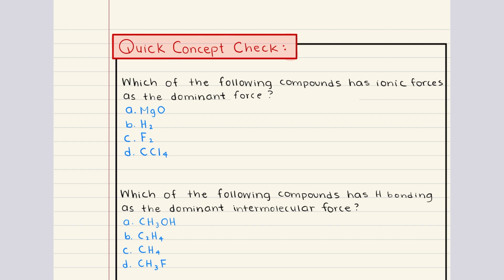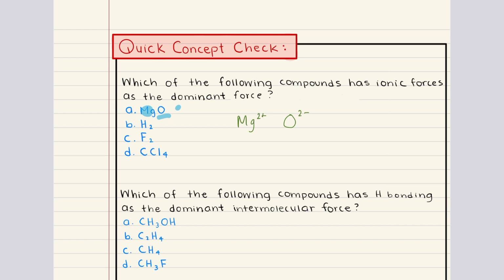To answer this question, we need to identify which of the compounds is ionic. Ionic forces exist between fully charged ions, meaning the compound must consist of a metal and a nonmetal where electrons have been transferred to create positive and negative ions. Our first answer choice is magnesium oxide. This is an ionic compound. Magnesium is a metal and oxygen is a nonmetal. Magnesium donates 2 electrons to oxygen, forming Mg2+ cations and O2- anions that are held together by strong electrostatic attractions, which define ionic bonding.